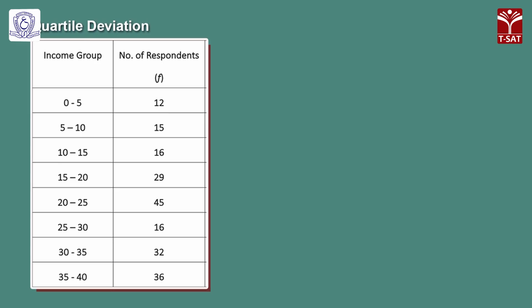Now, let us take one more example to calculate the quartile deviation for the continuous series. If we see the income group, the income of the individual is between 0 to 5,000 rupees. There are 12 people who are earning that. There are 15 people whose earning is around 5,000 to 10,000 rupees. There are 16 people whose earning is between 10,000 to 15,000.